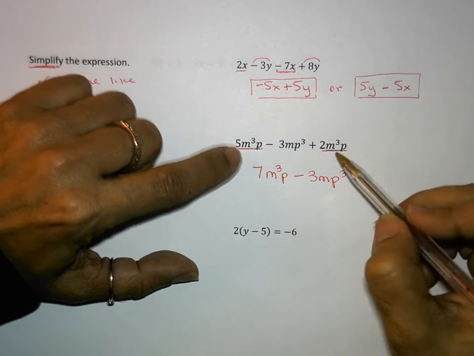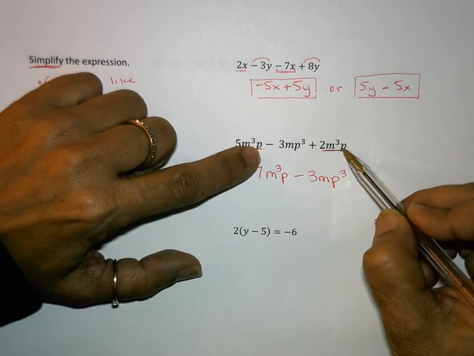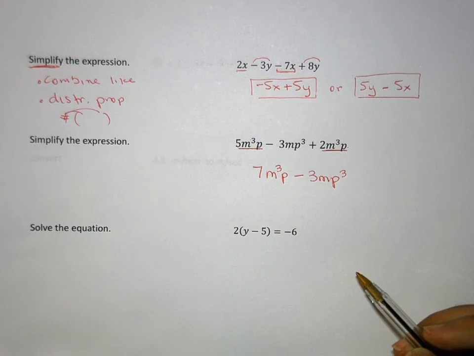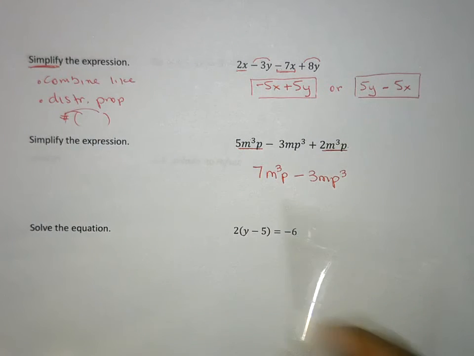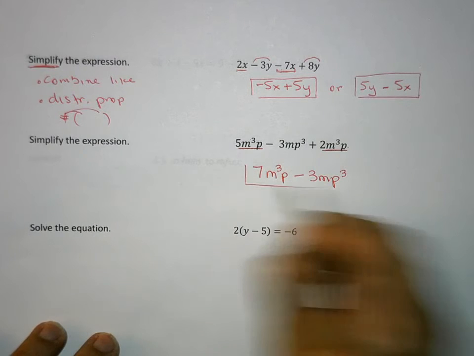They are the same because they have the m cubed p. So they are the same term. Okay, so I combined their constants. 5 plus 2 is 7. Okay, and that is the answer.